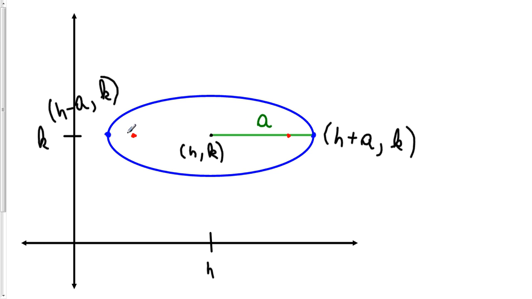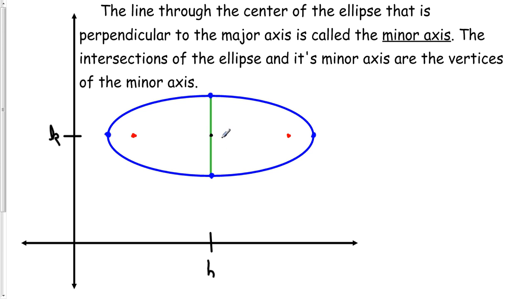Okay, when the major axis is horizontal, there's another thing we can look at called the minor axis. If the major axis is horizontal, the minor axis would be vertical. So the line through the center of the ellipse that is perpendicular to the major axis is called the minor axis. The intersection of the ellipse and its minor axis are the vertices of the minor axis. So we already have our vertices for our major axis.